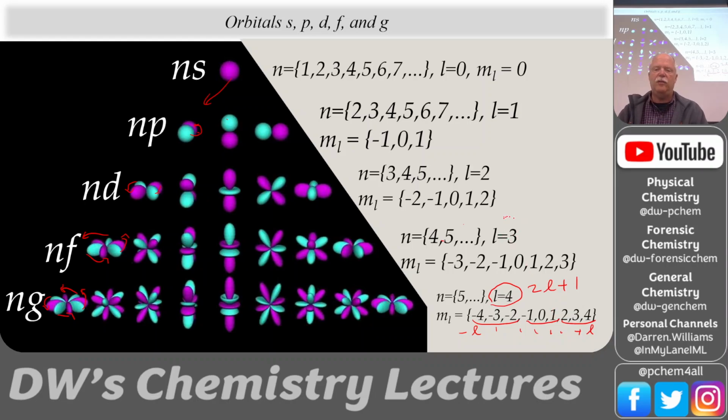So what about this one? 2l plus 1, 2 times 3 is 6, plus 1 is 7, so we have 7 m sub l's. Here, 2 times 2 is 4, plus 1 is 5, and so we've got 5 d orbitals. So that's the degeneracy of each of those types of orbitals.